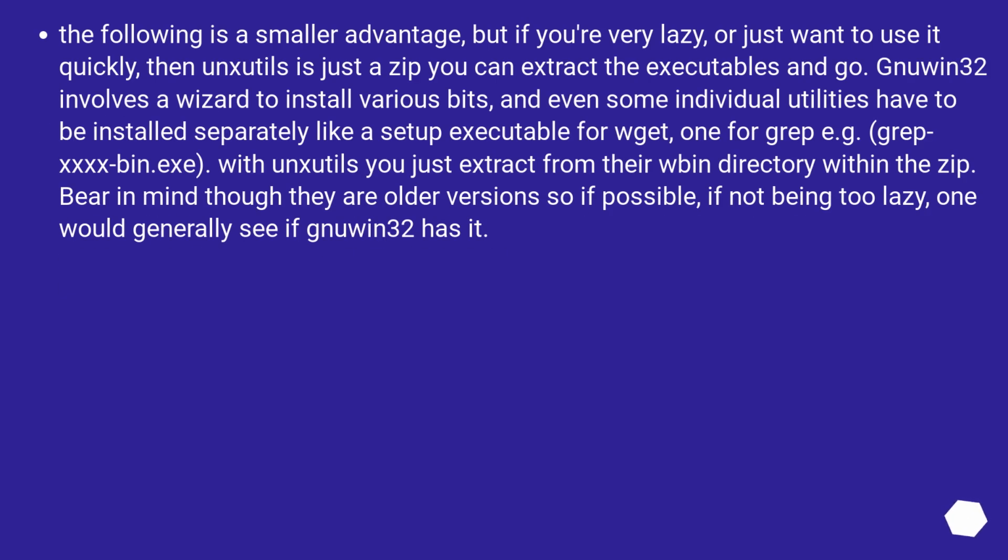The following is a smaller advantage, but if you're very lazy, or just want to use it quickly, then UnxUtils is just a zip, you can extract the executables and go. GnuWin32 involves a wizard to install various bits, and even some individual utilities have to be installed separately, like a setup executable for grep, grep-2.5.4-setup.exe for example. With UnxUtils you just extract from their bin directory within the zip. Bear in mind though they are older versions, so if possible, if not being too lazy, one would generally see if GnuWin32 has it.